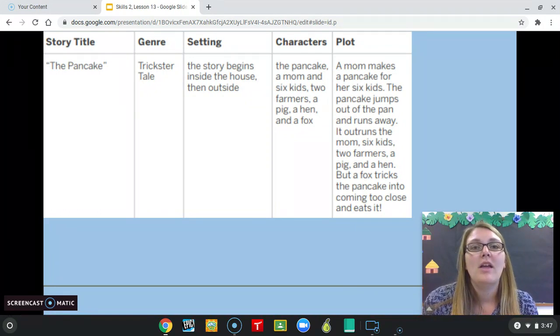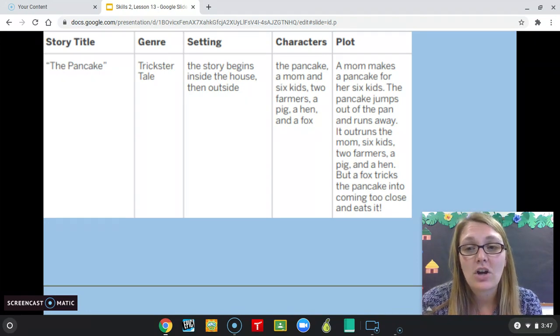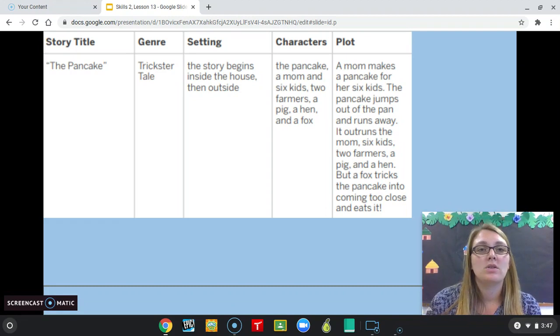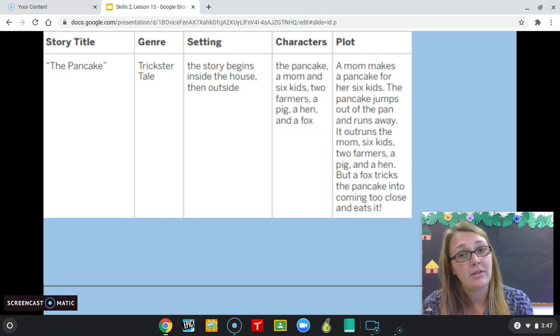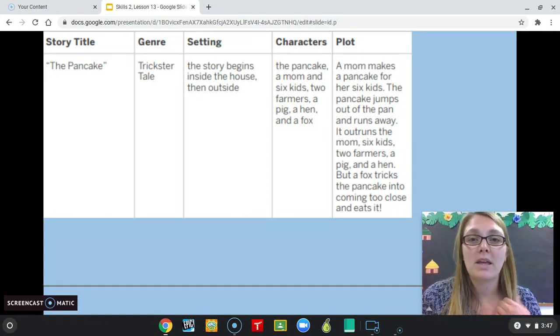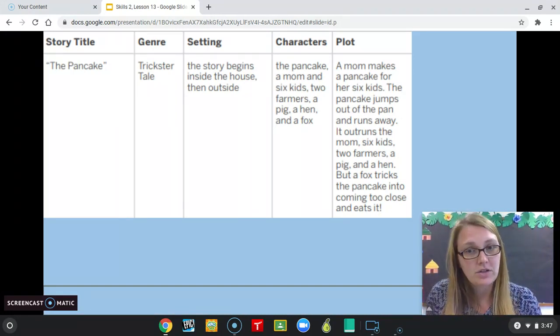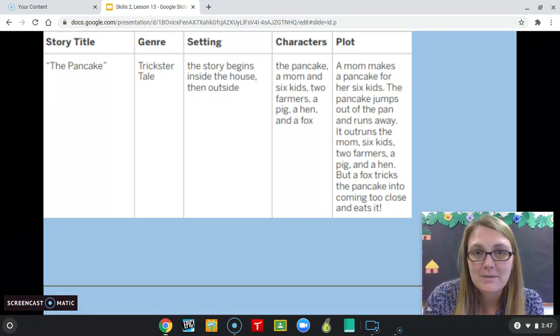Okay, so our story. The pancake is our title, Pancake part 1 and 2. Its genre is a trickster tale. The fox is able to trick the pancake. The setting: the story begins inside the house and then outside when the pancake's running around. The characters: there's the pancake, the mom, the 6 kids, 2 farmers, a pig, a hen, and a fox. The plot is the mom makes a pancake for her 6 kids. The pancake jumps out of the pan and runs away. It outruns all the characters until the fox tricks it, and it comes so close he's able to gobble it up and eat it.